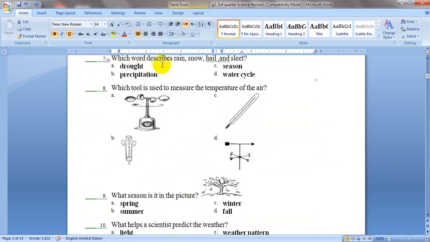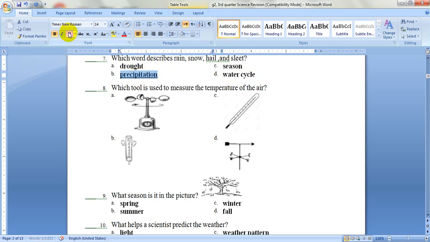Which word describes rain, snow, hail, and sleet? All these things that fall from the sky, we can just describe them in one word. Is it drought, precipitation, season, or water cycle? Anything that falls from the sky, we called it precipitation.